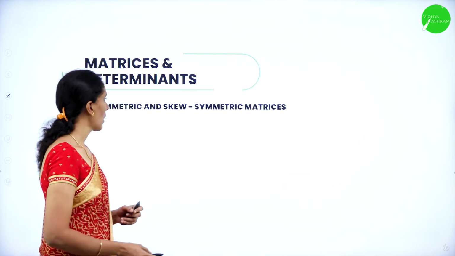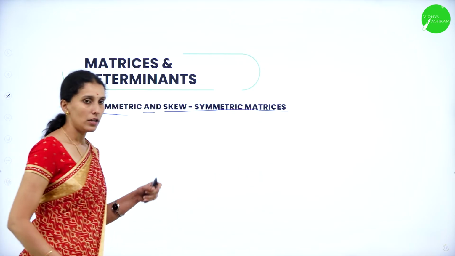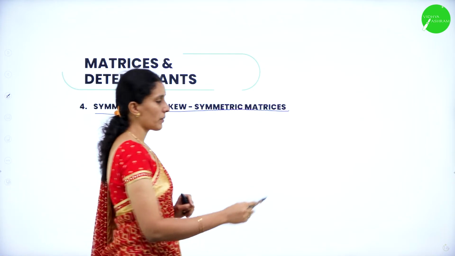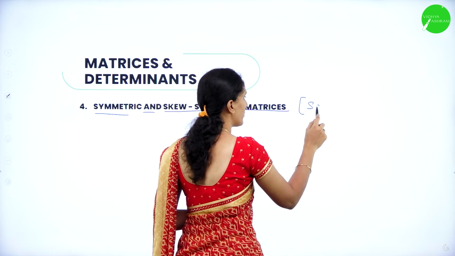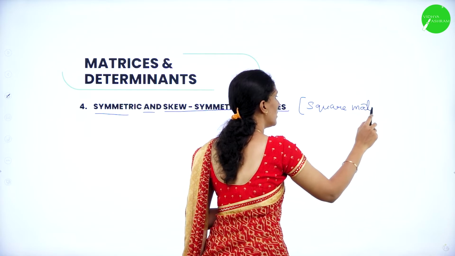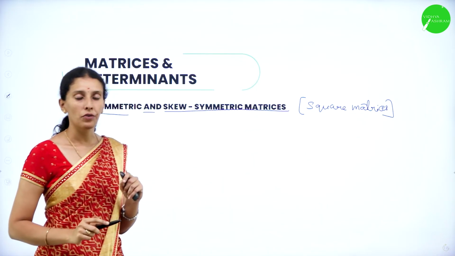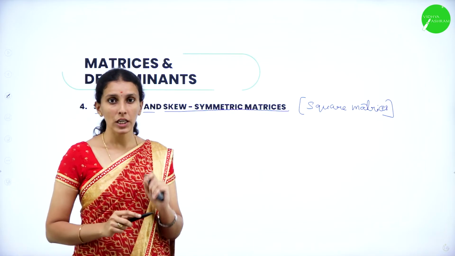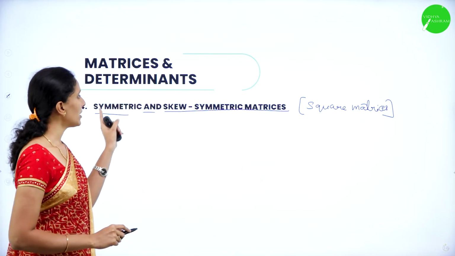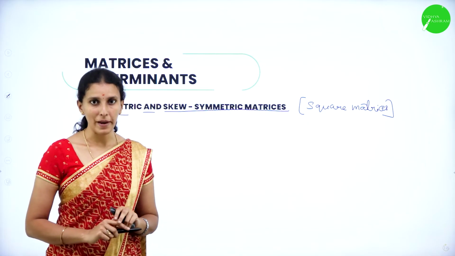Next one, symmetric and skew symmetric matrices. Symmetric and skew symmetric matrices are square matrices. That means their order must be equal, that is, the number of rows and the number of columns must be equal. Therefore, symmetric and skew symmetric matrices can only be square matrices.